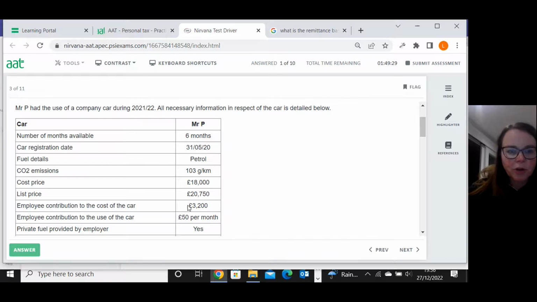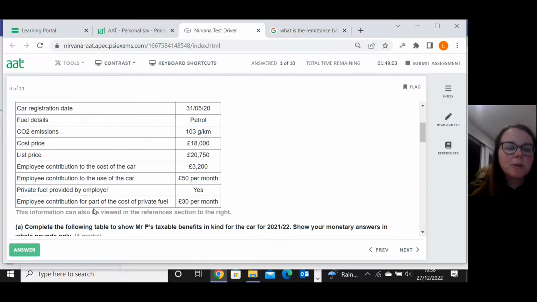There's been a contribution towards the cost of the car that's under £5,000, so that can all be subtracted from the list price. Contribution for the use of the car is £50 per month. Don't forget you only had it for 6 months. Private fuel provided by the employer. Yes, so we're going to have a fuel benefit as well. Oh, here we are. Employee contribution for part of the cost of the private fuel. So we have to know that odd rule where it's just tough, so we basically ignore that. We don't subtract it, whereas we do subtract the employee contribution for the use of the car.